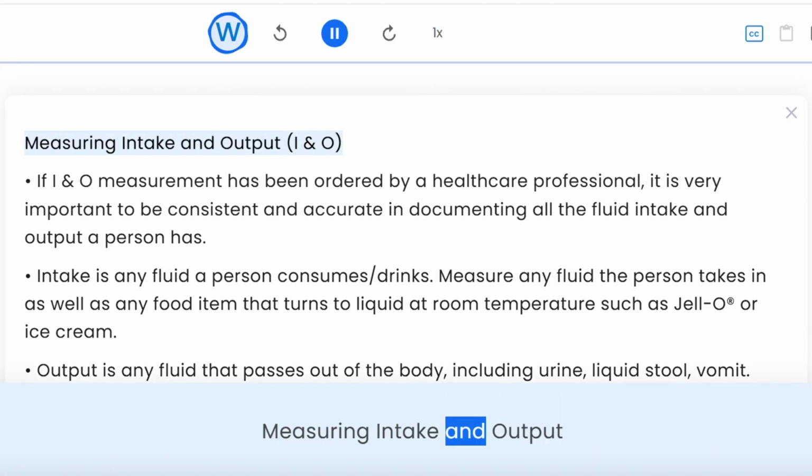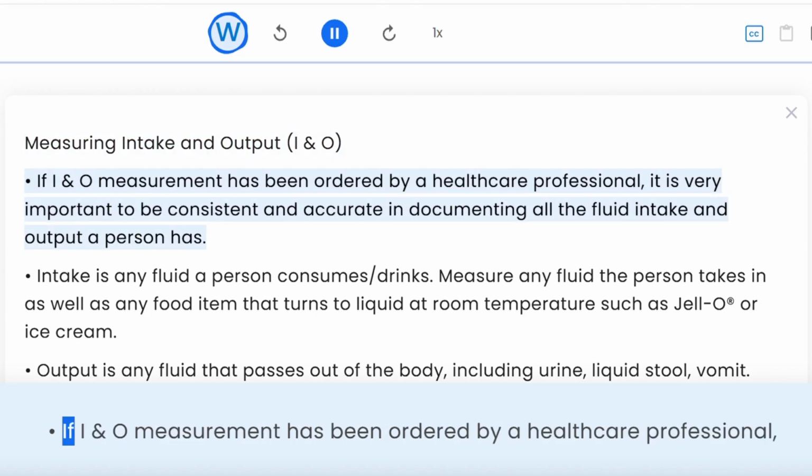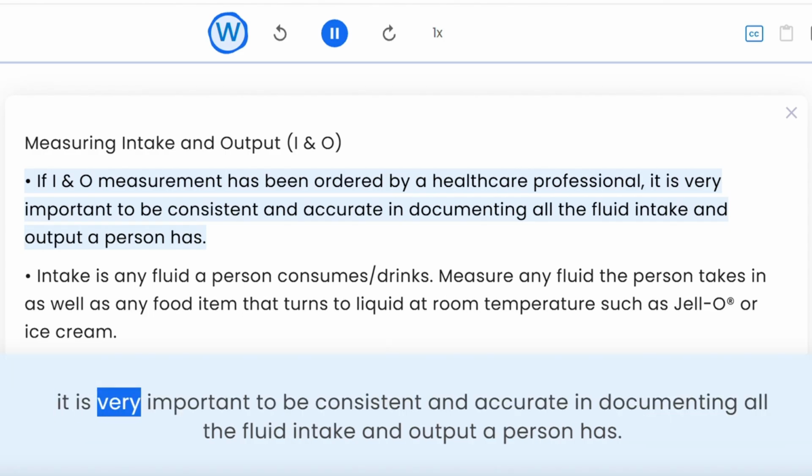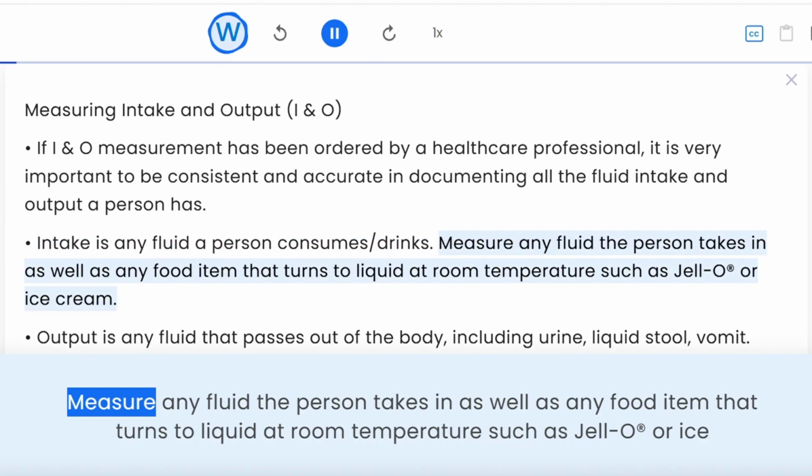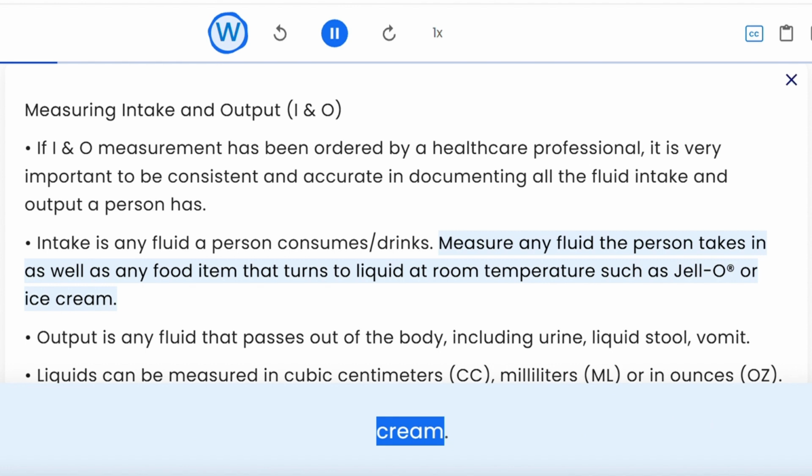Measuring intake and output. If I&O measurement has been ordered by a healthcare professional, it is very important to be consistent and accurate in documenting all the fluid intake and output a person has. Intake is any fluid a person consumes, drinks. Measure any fluid the person takes in, as well as any food item that turns to liquid at room temperature, such as Jell-O or ice cream.